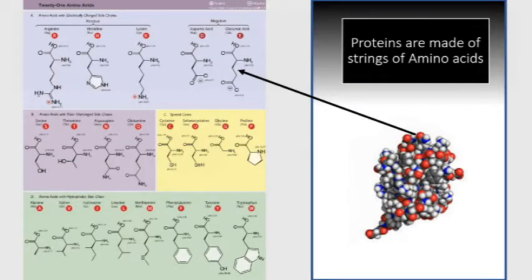There is an alphabet of 20 basic amino acids which are used to build proteins. The chemical structures of these amino acids are shown in the left panel.